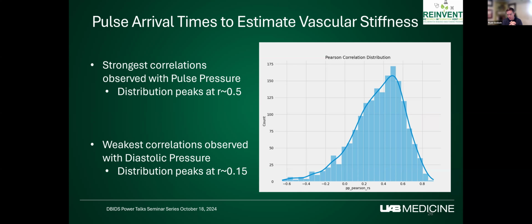So you can see that for the most part, people have a positive correlation. There are some that dip down into the negatives, which I think is part of the contribution to the discrepancy in the literature that we see. But the general trend is a positive correlation between those. But if you look at, for example, a correlation with the diastolic pressure and 1 over the pulse arrival time, the correlation there is not nearly as compelling.